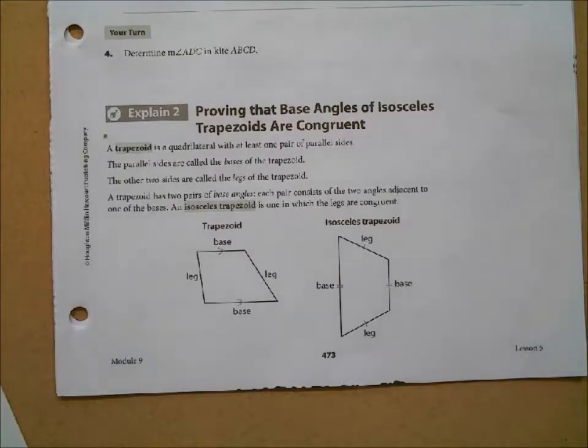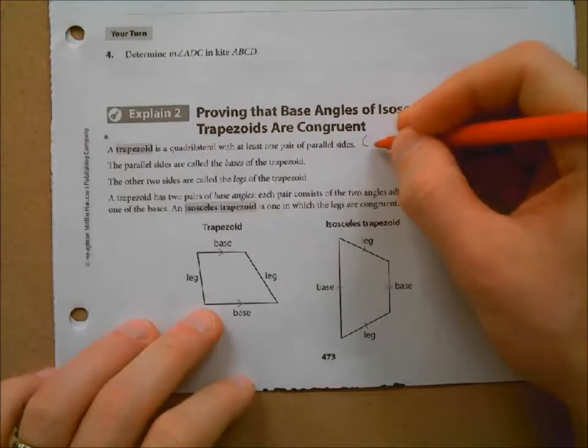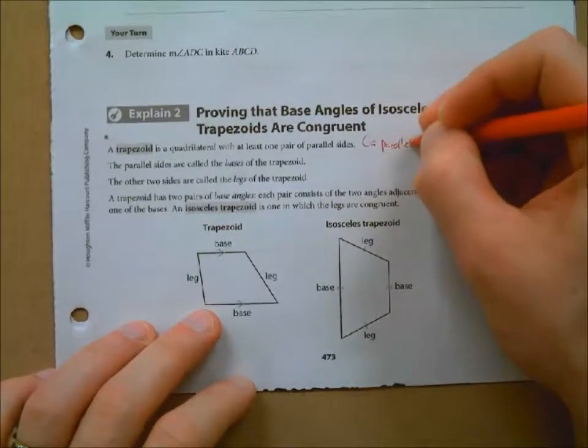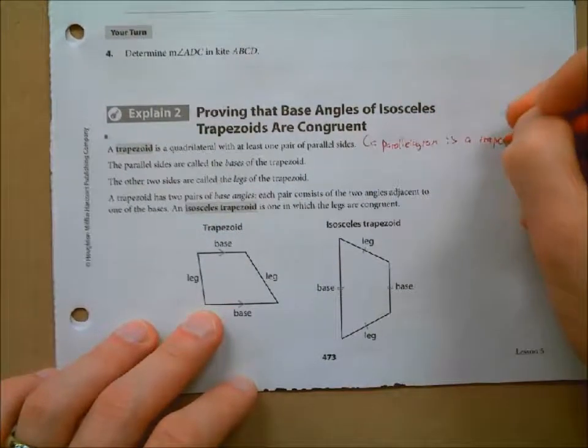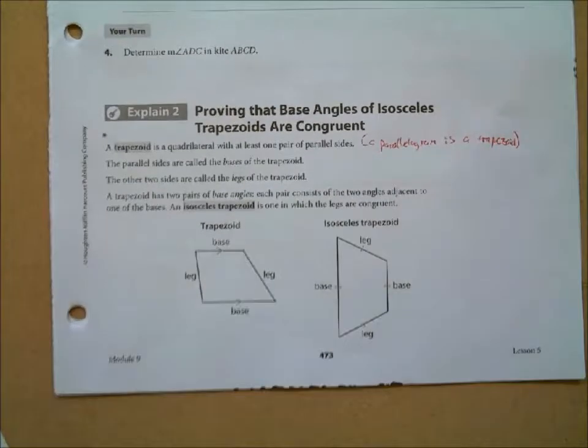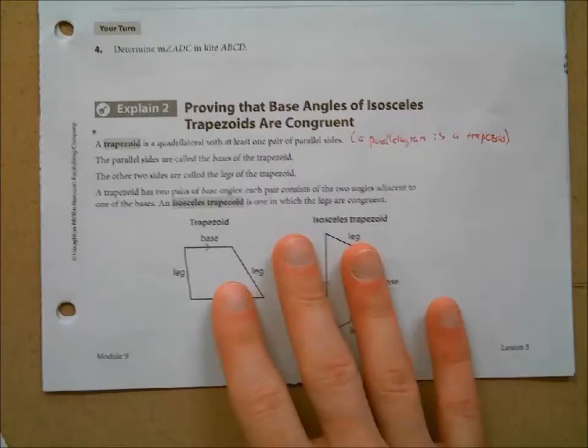A trapezoid is a quadrilateral with at least one pair of parallel sides. So, is a trapezoid a parallelogram? No. Is a parallelogram a trapezoid? Yes. It has at least one pair of parallel sides. This is a bit of a quirk of mathematics.